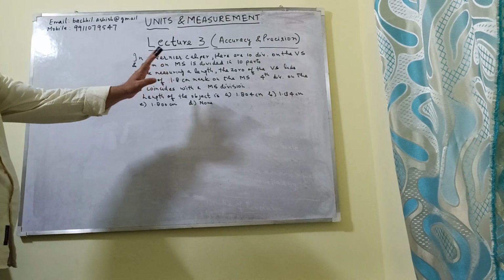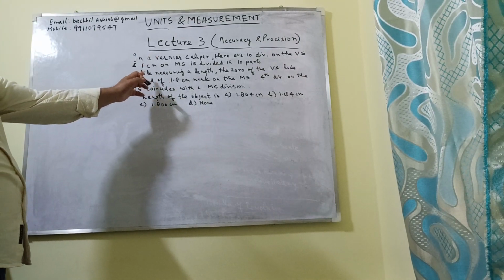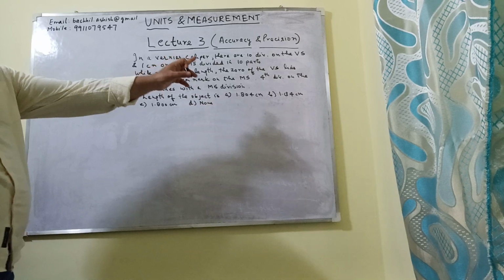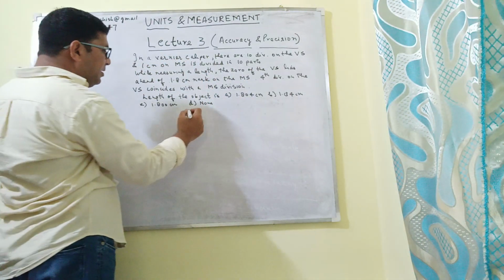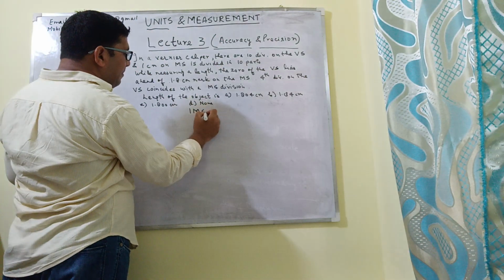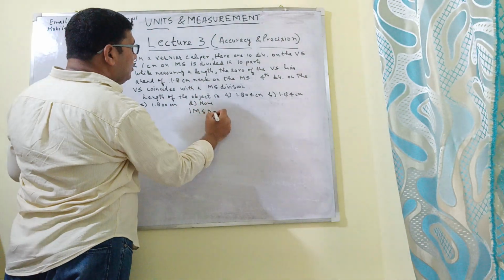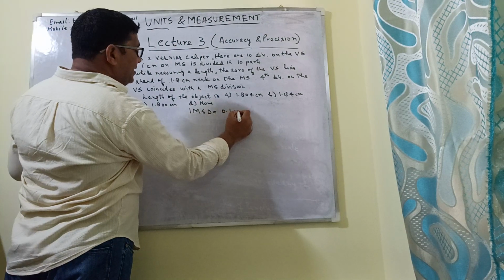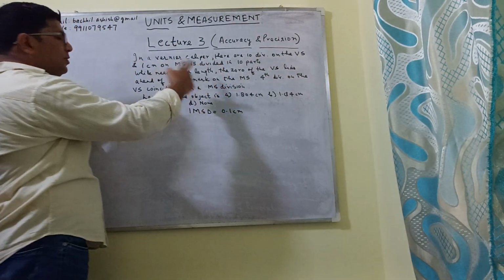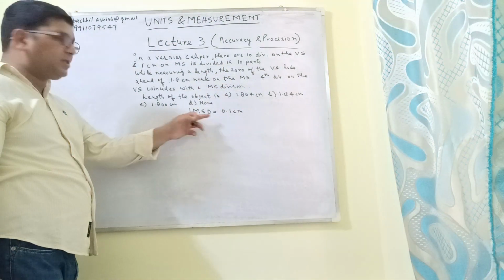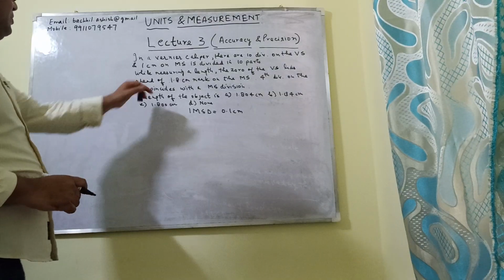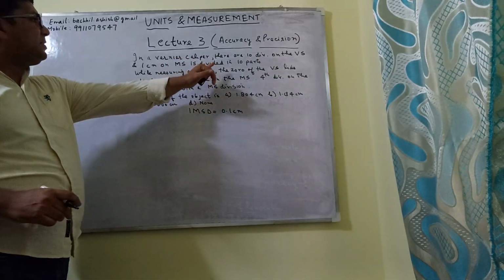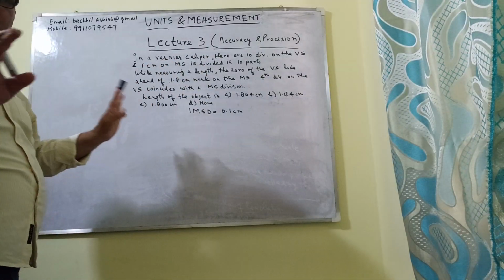In a vernier caliper there are 10 divisions on the vernier scale. 1 centimeter on the main scale is divided in 10 parts. It means one main scale division is equal to 0.1 centimeter. 10 divisions is equal to 1 centimeter, so one division is equal to 0.1 centimeter. This is very clear. In a vernier caliper there are 10 divisions on the vernier scale.